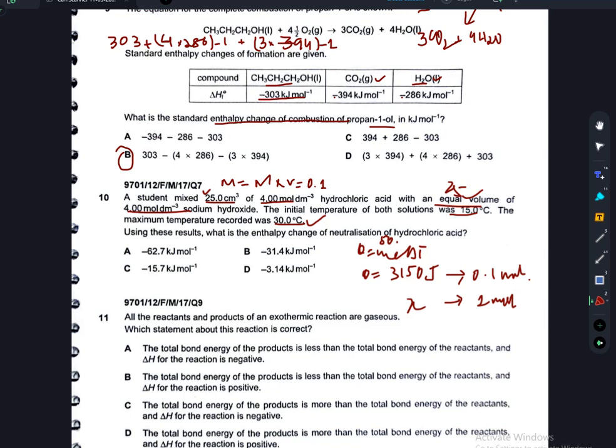So you simply do the cross maths and you would get your answer as 31400, something like this. And you convert, divide this by 1000, so you would get 31.4 kilojoule per mole. Again, the issue is why there is a negative sign here.